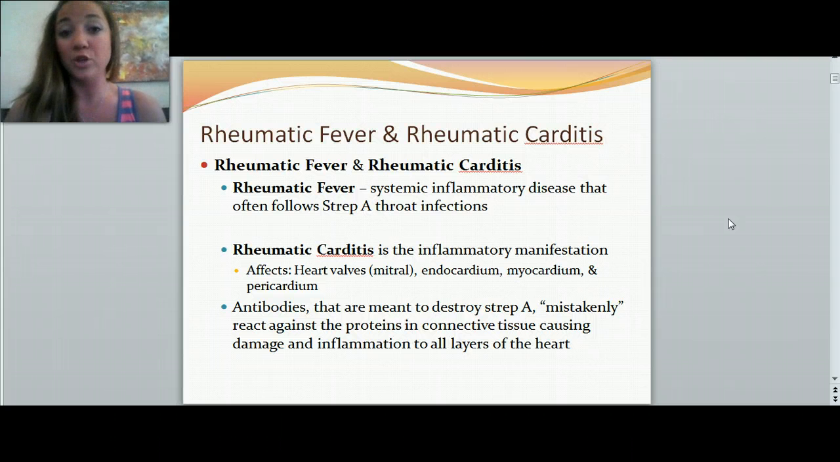Rheumatic carditis, when you hear the word carditis, that's basically just telling you inflammation of the heart. Okay, so it's an inflammation that affects your heart valves, specifically your mitral valve. It also infects your endocardium, your myocardium, and your pericardium. So it affects pretty much all of those layers that surround and help function the entire heart itself. Okay. The antibodies that are meant to destroy strep A mistakenly react against the proteins within the connective tissue of the heart, and it causes major damage to the entire heart.